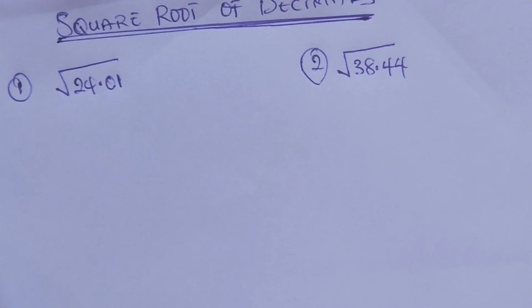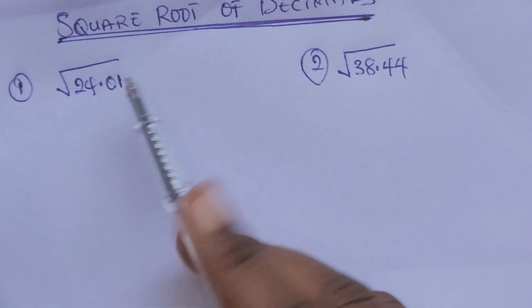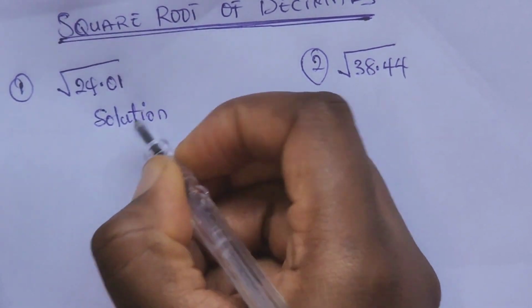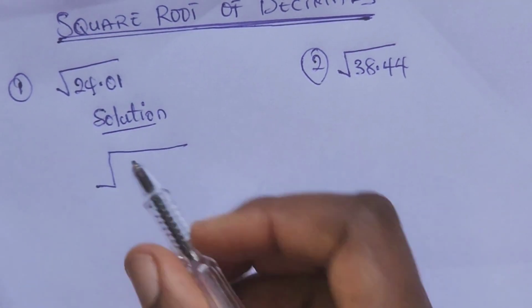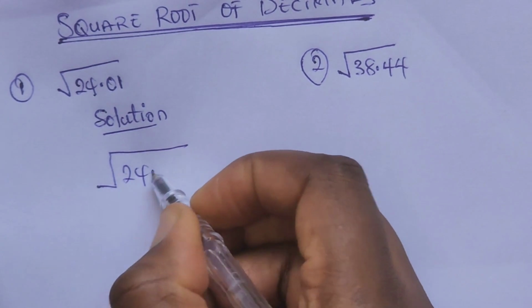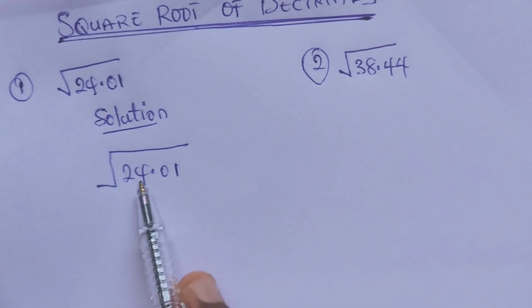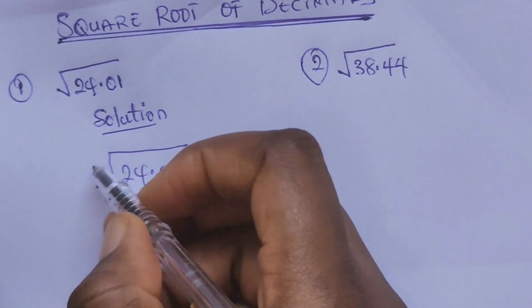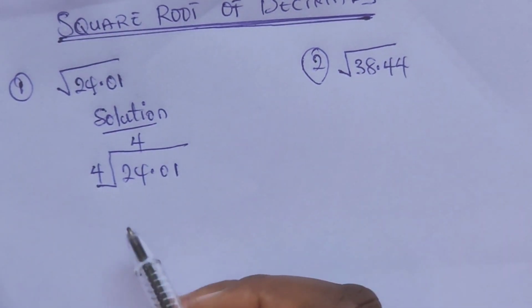So today we want to explore the square root of decimal numbers. We have the square root of 24.01. So we have 24.01. Now the square root closest to 24 is 16, and the square root of 16 is 4. So we write 4 and we write 4 here.